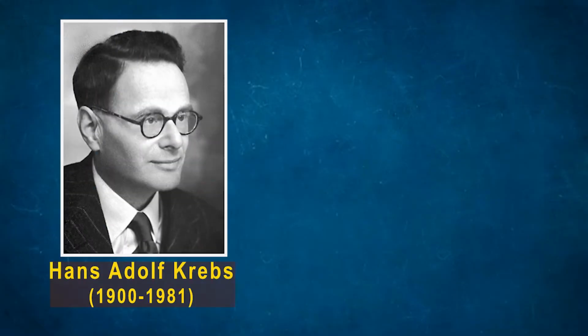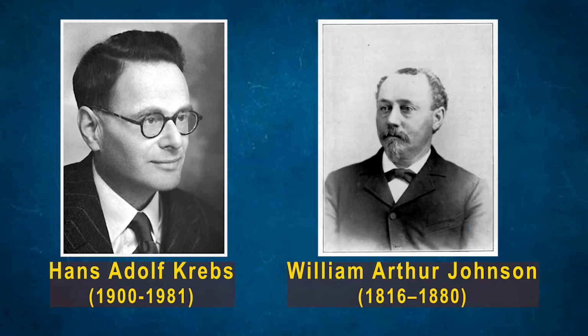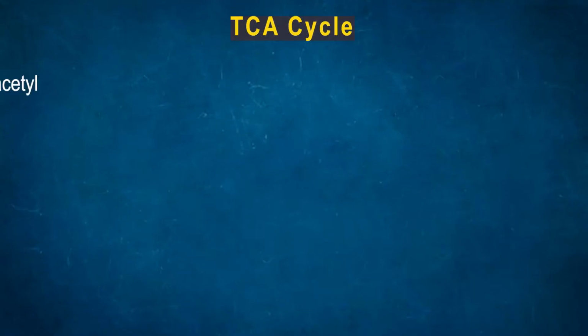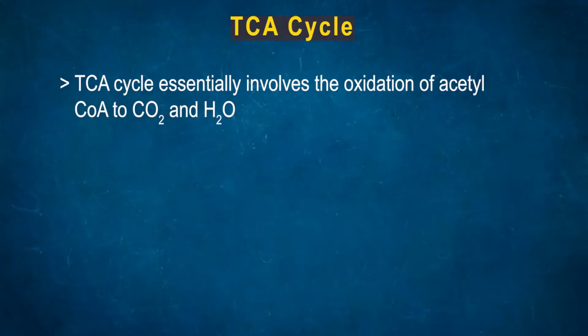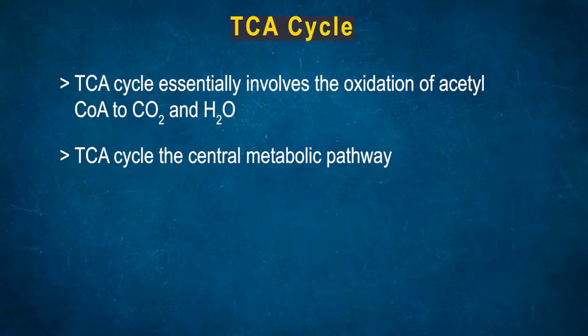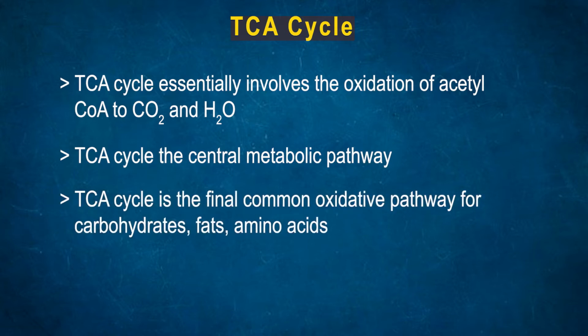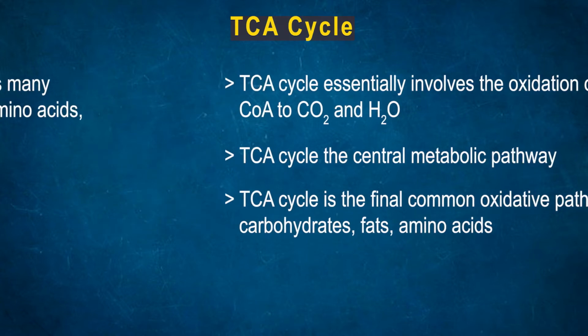TCA cycle. It is also known as Krebs cycle because it was discovered by Hans Krebs and William Arthur Johnson in 1937. The TCA cycle essentially involves the oxidation of acetyl-CoA to carbon dioxide and water. It is the central metabolic pathway. The cycle is the final common oxidative pathway for carbohydrates, fats, and amino acids.